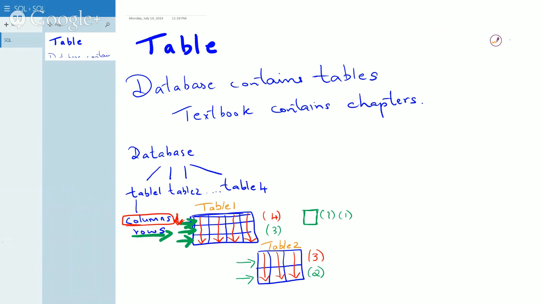So once again, what is a column? A column is basically going down like this, and then the rows are the number of lines within the table. Okay. Now let's move on to the next section.